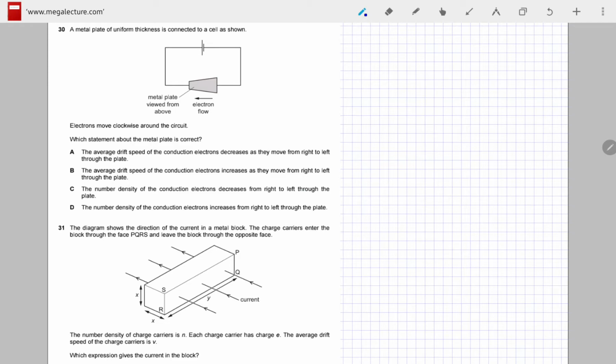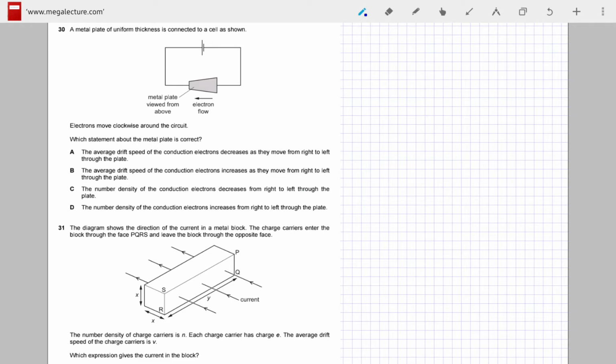Question number 30. We have a plate of metal of uniform thickness, and it is connected to a cell as shown. So the electron flow is towards the left, and this is the metal plate when it's viewed from above. Electrons move clockwise around the circuit. Which statement about the metal plate is correct? Well, the electrons move clockwise around the circuit, which means that the current flows in the anti-clockwise direction, right, due to the conventional current. And so the average drift speed of the conduction electrons will increase as they move from right towards left through this metal plate.